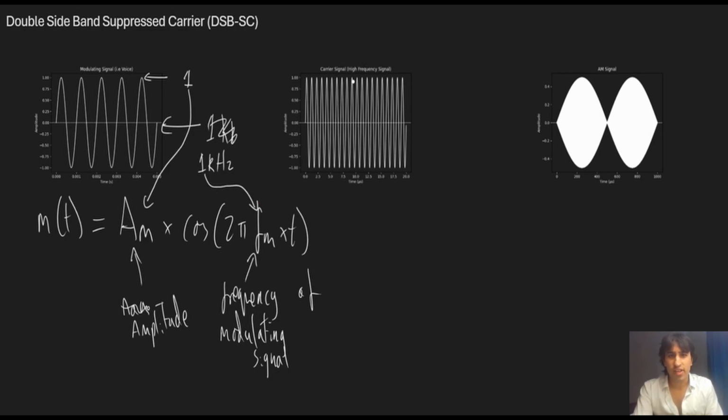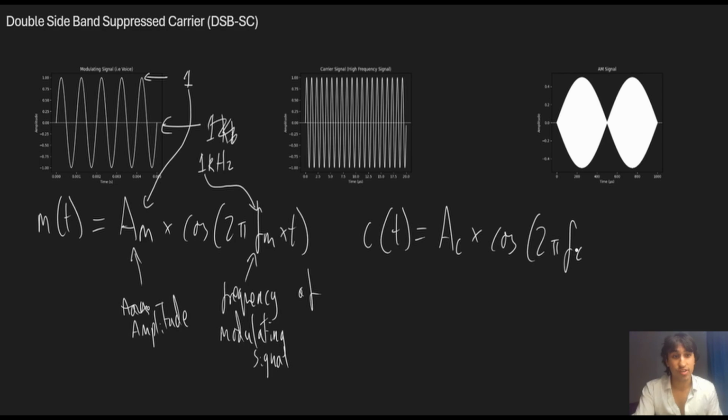Now, similarly for the carrier signal, we can just say c(t), so that is the carrier signal in time, equals Ac, where Ac is the amplitude of the carrier signal, multiplied by cosine 2 pi fc t. Fc is the frequency of the carrier signal, multiplied by time. And simply put, that's how you can express the carrier signal and the modulating signal mathematically. So I'm going to rub all this out, and then we'll do the calculations.